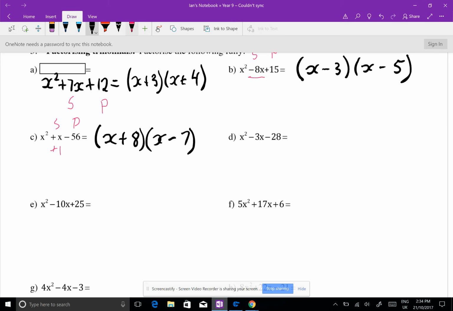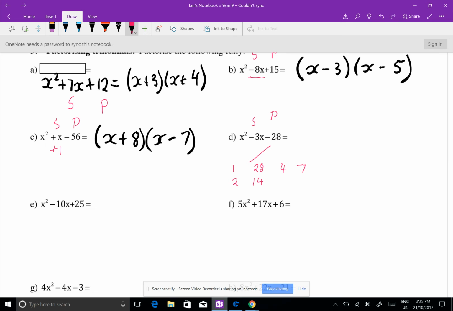Well, again, a product of negative 28 and a sum of negative 3. Now, if you've been having trouble trying to work these out, you can list all the products of 28. 1 and 28. 2 and 14. 3, no, 3 doesn't go into it. 4 and 7. And that's it.